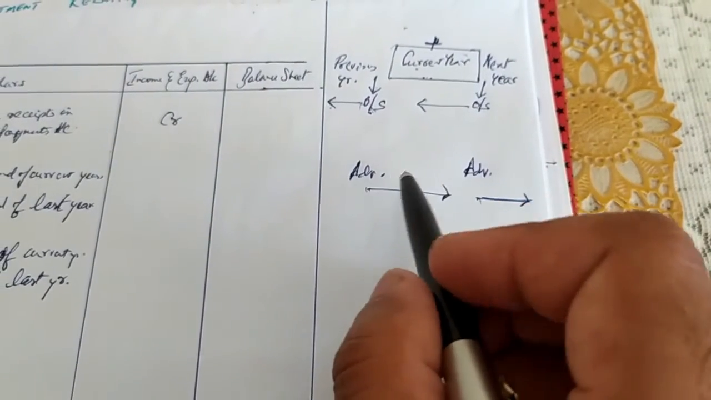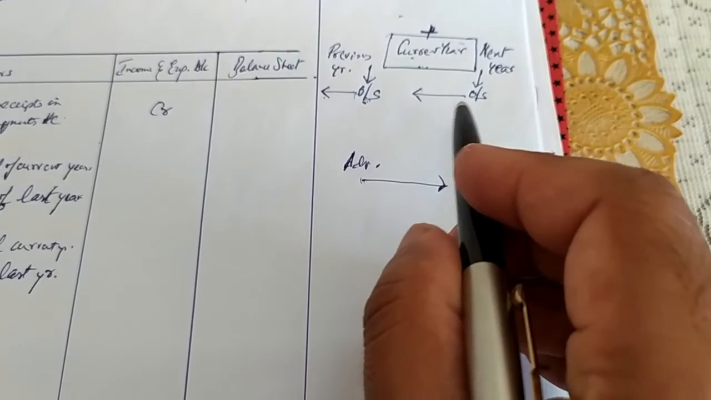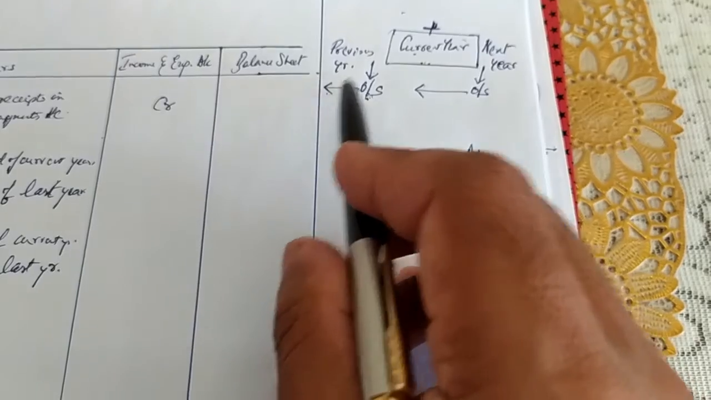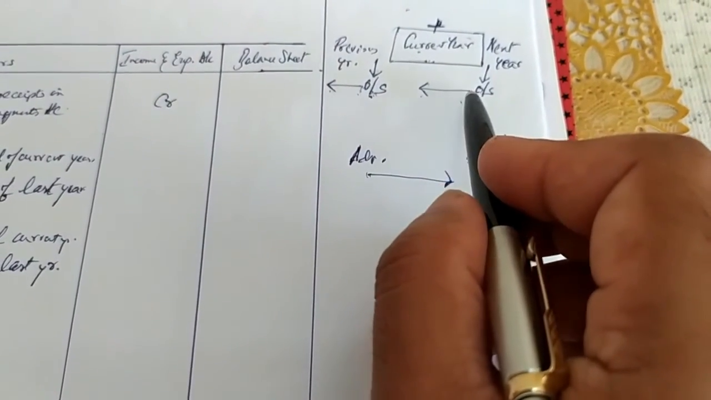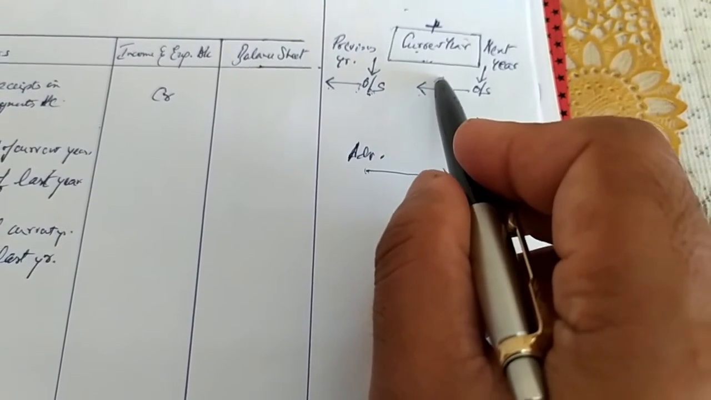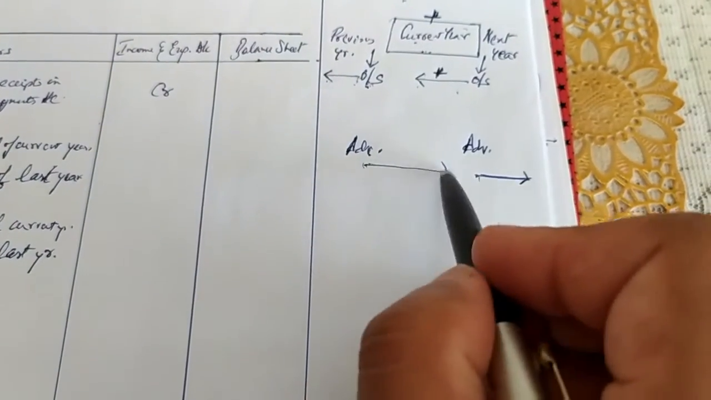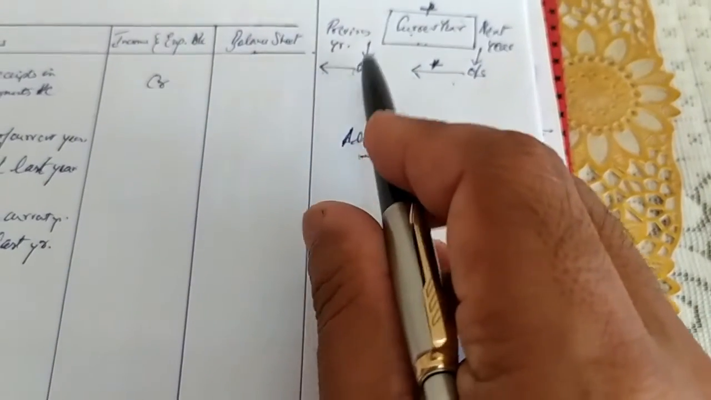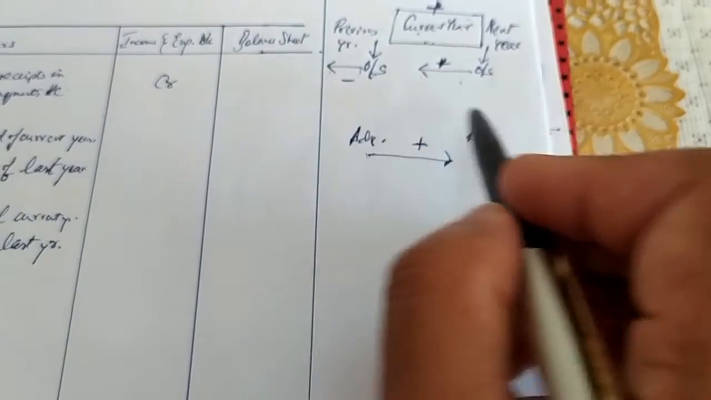So if you look at these arrows, which are those arrows pointing towards the current year? If you see this arrow, this is pointing to the previous year, whereas this arrow is pointing to the current year, isn't it? So the arrow which is pointing to the current year, those you have to add. Same here for advance, you can see this arrow is pointing to the current year, this you have to add. Whereas this outstanding is pointing to the previous year, so this should be subtracted or less.